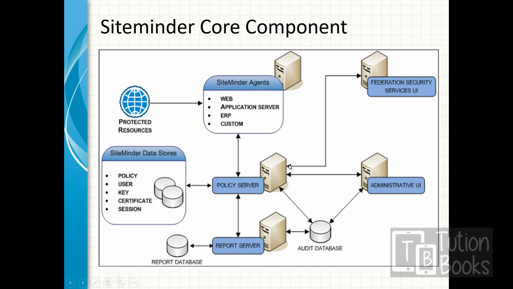So basically the policy server will store all those details in the data stores and process the request. To administrate this policy server from a graphical user interface, we need to install an administrative UI. This administrative UI is also connected to an audit store, the audit database. The audit database will contain all the end-to-end transactions of the policy server, so that when I install a report server and connect that report server to my SiteMinder, the report server will fetch all the report details from my audit database.